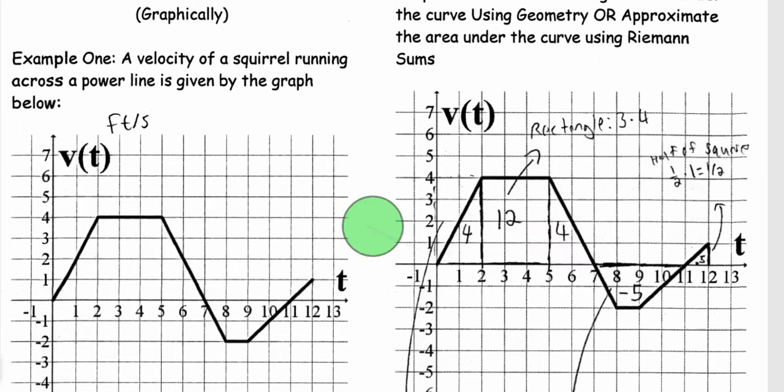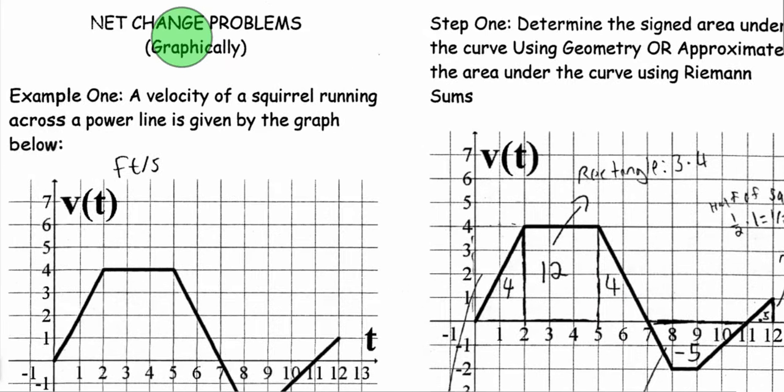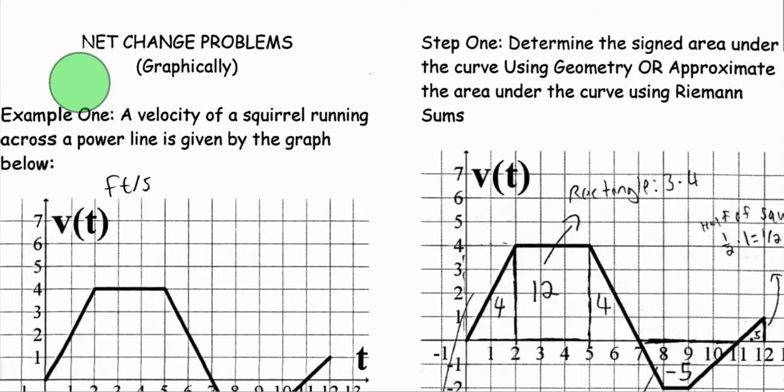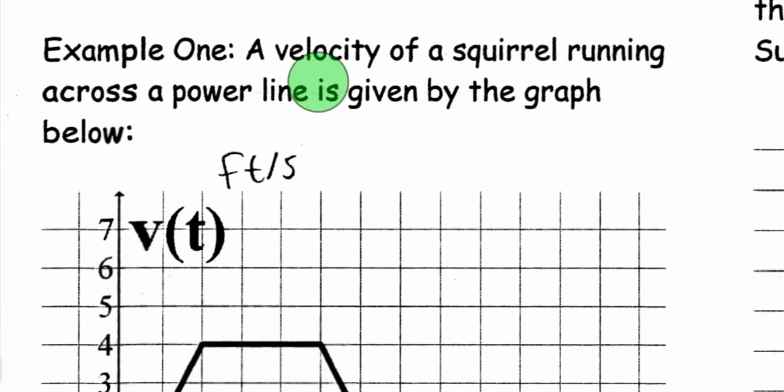All right, we're going to look at some more net change problems. For this particular segment, we're going to look at graphs. Let's go ahead and read example 1 together. It says, a velocity of a squirrel running across a power line is given by the following graph.